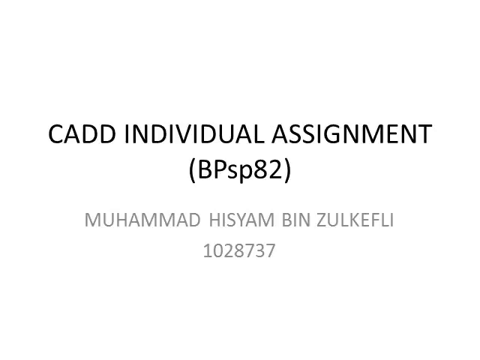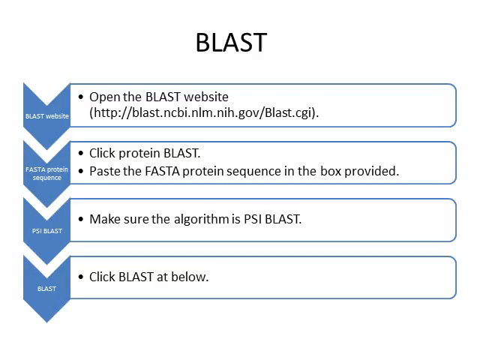BLAST, the Basic Local Alignment Search Tool, is an algorithm for comparing primary biological sequence information, such as the amino acid sequences of different proteins or the nucleotides of DNA sequences. The BLAST search enables the researcher to compare a query sequence with a library or database of sequences, and identify library sequences that resemble the query sequence above a certain threshold. Different types of BLASTs are available according to the query sequences.